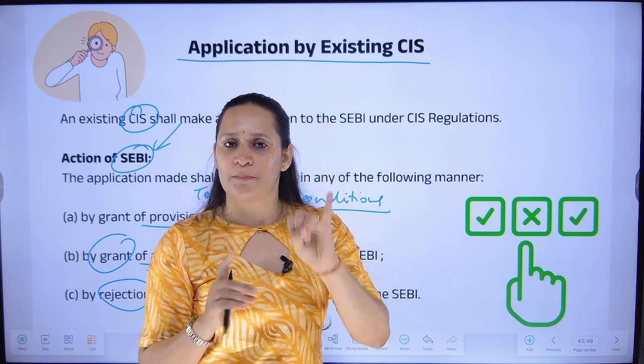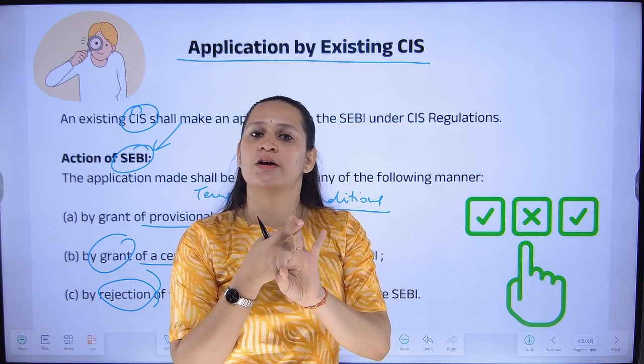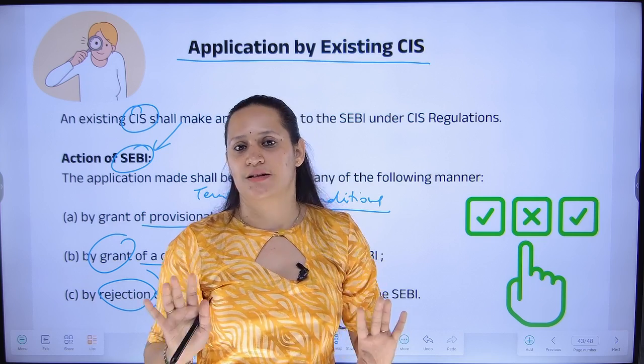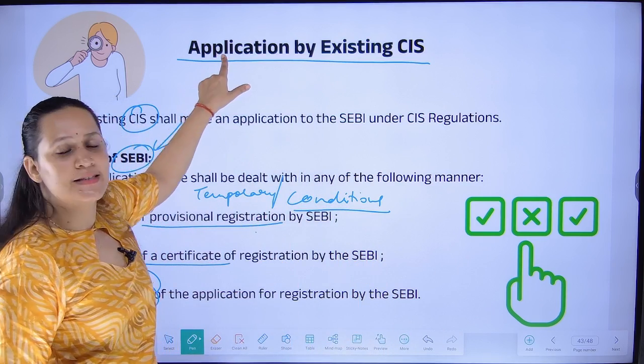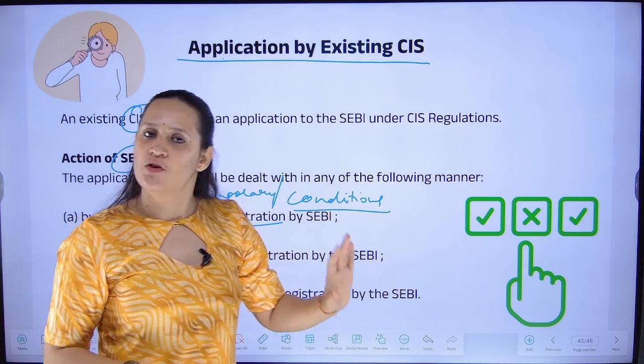So we are going to give you temporary registration subject to fulfillment of conditions, or we are going to give permanent registration, that is the final grant of certificate, or we are going to reject the application. These are the three possible scenarios when an existing CIS is making an application to SEBI for obtaining the certificate of registration.